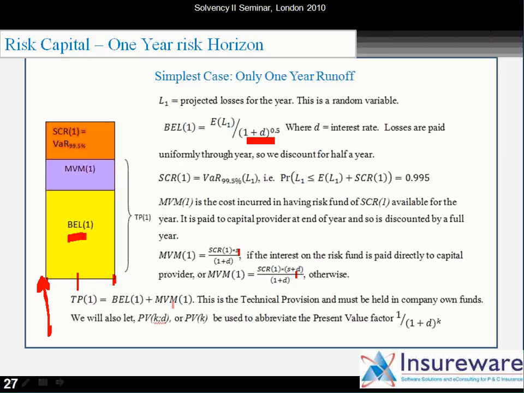So let's suppose in the next year, you are in fact in distress. If you are in distress, you consume BEL 1, that's all gone. The VAR is gone, and at the end of the year, you pay the market value margin to the capital providers.